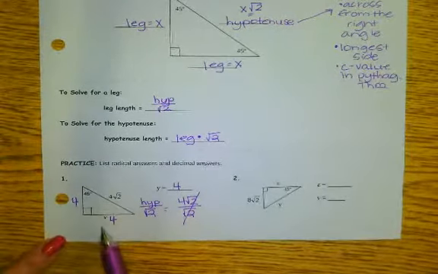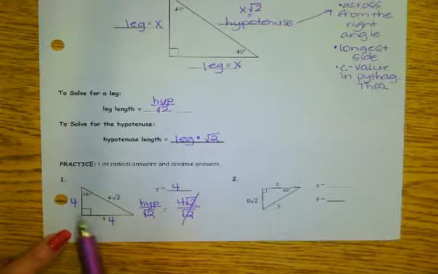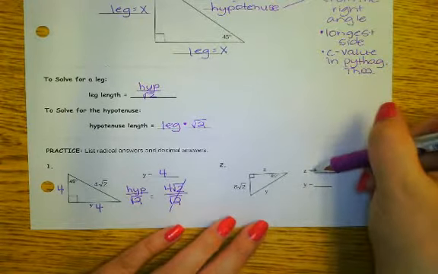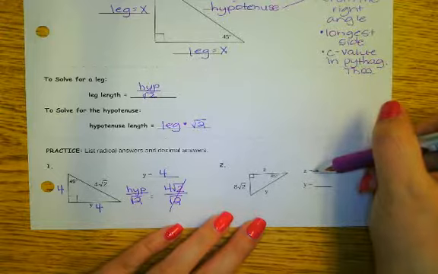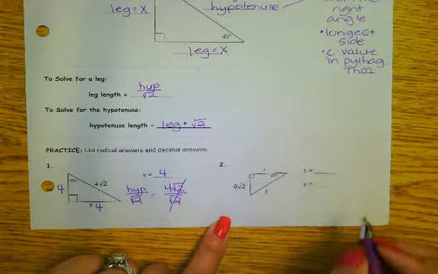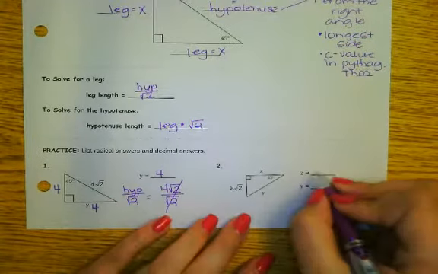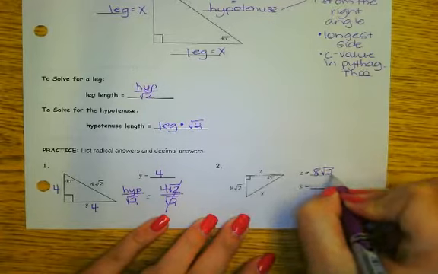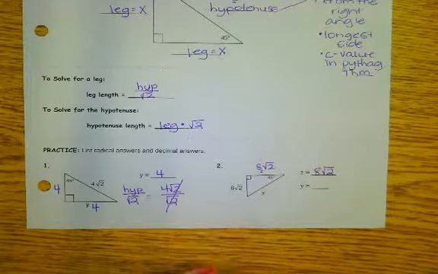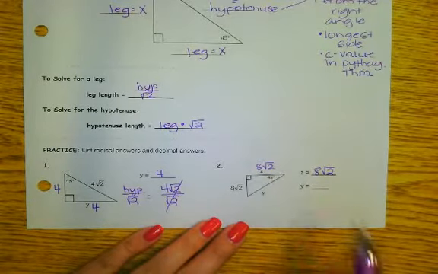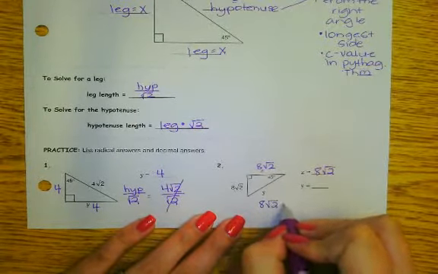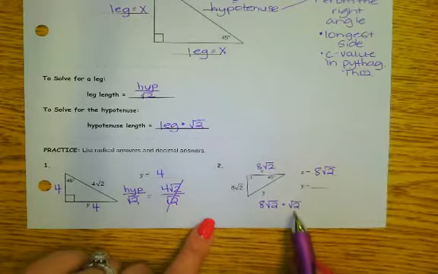Okay, number 2. If I'm looking at Z, and I already have one leg, what do I know Z has to be? Very good. The legs have to be congruent. So if this is 8 radical 2, this has to be 8 radical 2 as well. Now looking at Y, I have 8 radical 2 times radical 2 because I'm solving for the hypotenuse. And remember, to solve for the hypotenuse, you're taking your leg length, multiplying it by radical 2.